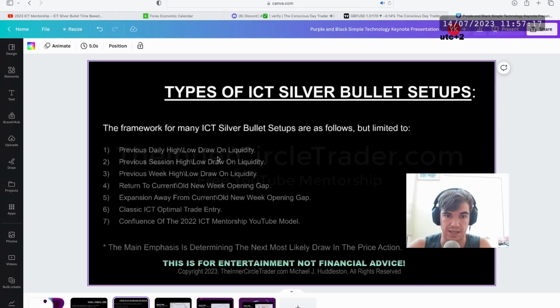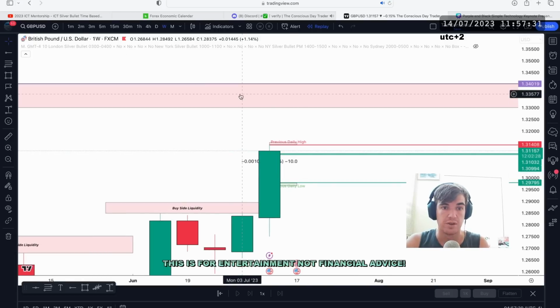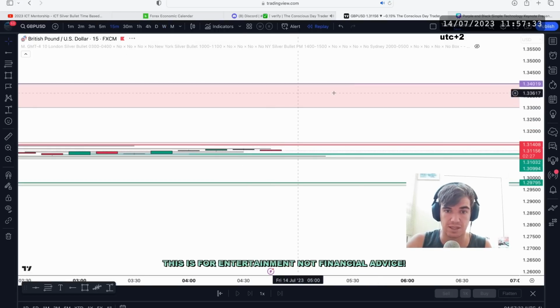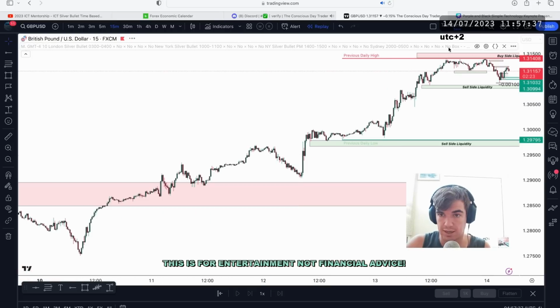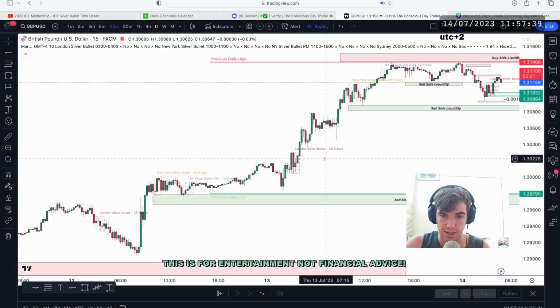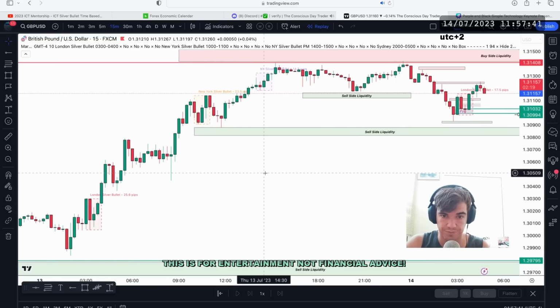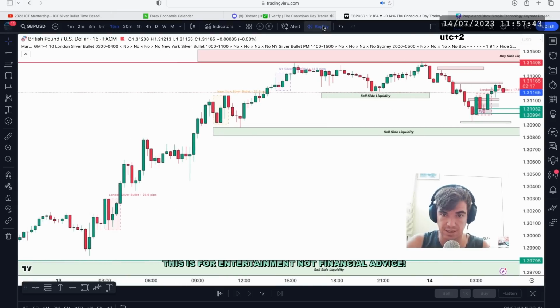Like Michael said, previous session high, low on liquidity, previous weekly high and low. So you can do as many as you need of these if they help with your trading, but you don't have to. If this is enough with the previous daily high and low, what I just showed you, we can do another example. For instance, let's go to the New York session before, and we turn this on, New York session, let's take the replay.